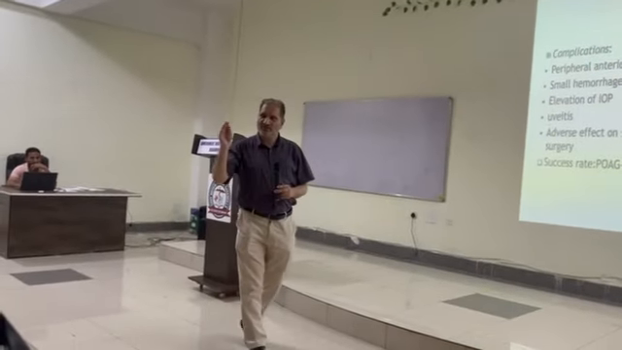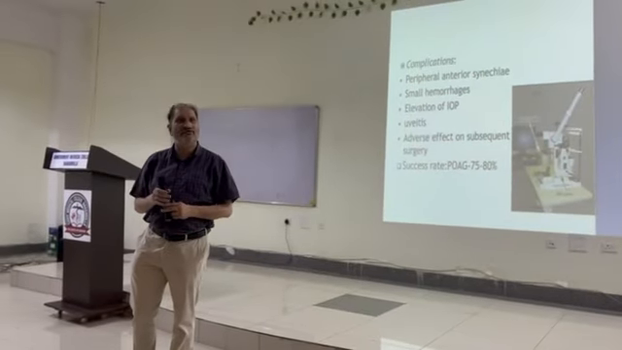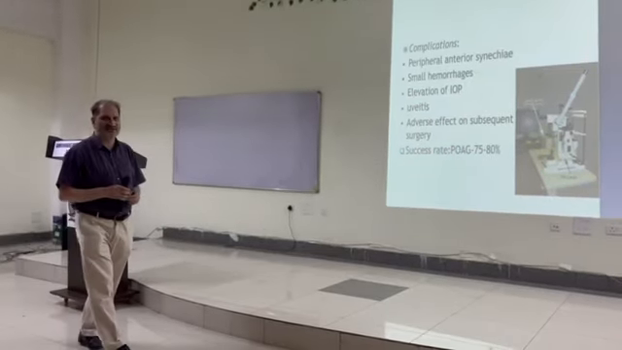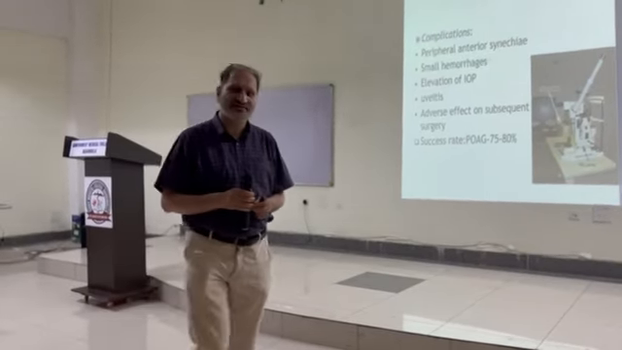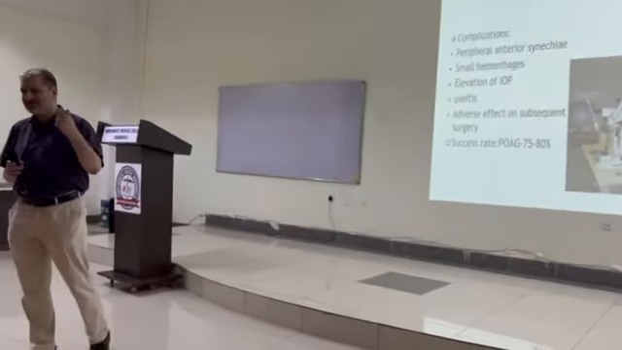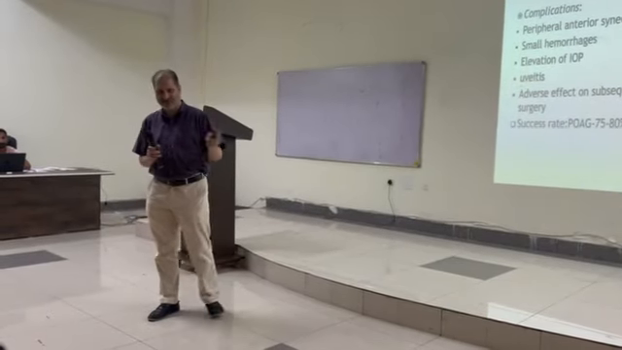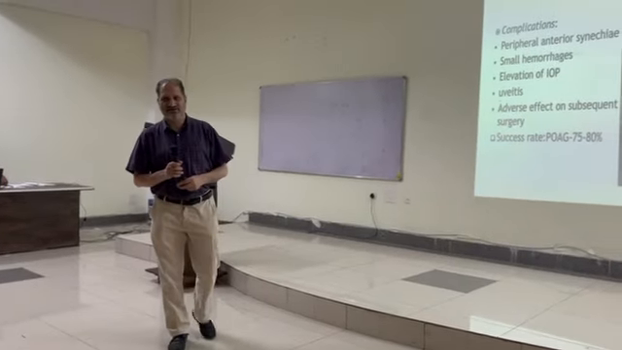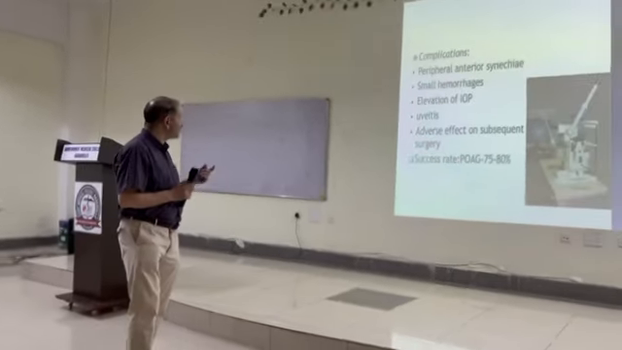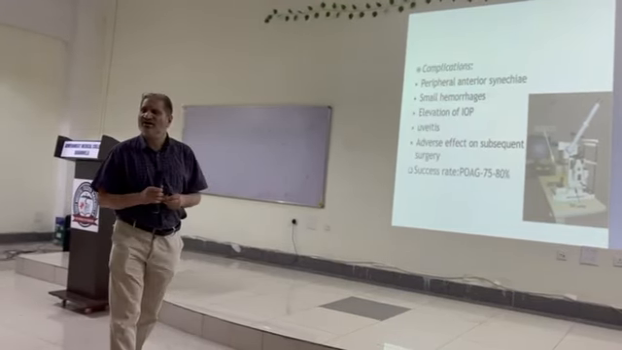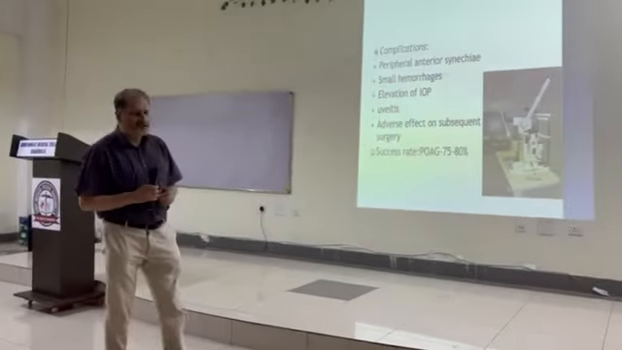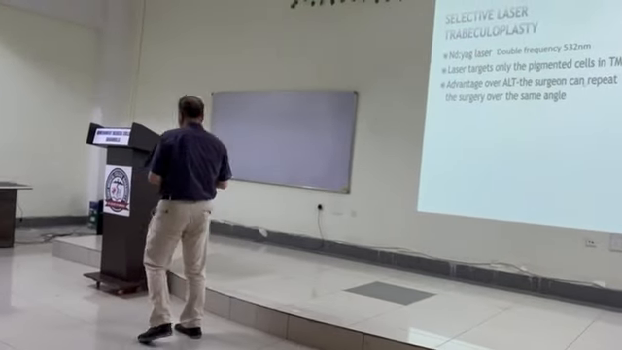If the burn is too posterior, it will cause posterior synechiae, or peripheral anterior synechiae. Because the posterior synechiae are formed between the iris and the lens. So this one is peripheral anterior synechiae. So it can cause uveitis, then it can cause glaucoma. Or it can sometimes cause bleeding in the eye, it can cause hyphema. These are some side effects of it.